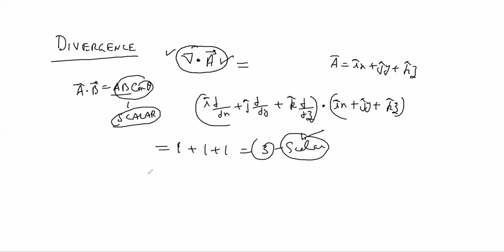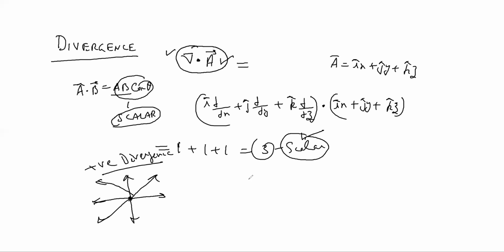Now, what is the physical significance of divergence? Divergence means spreading. Suppose we have a source here and the electric field or any field is spreading like this. This is known as positive divergence. And if the electric field or any field meets at a point like this, then it is negative divergence.